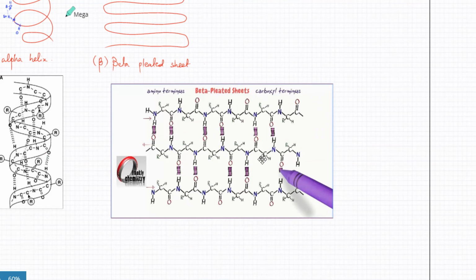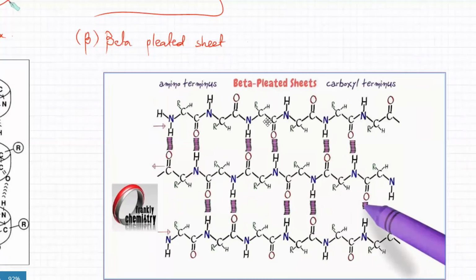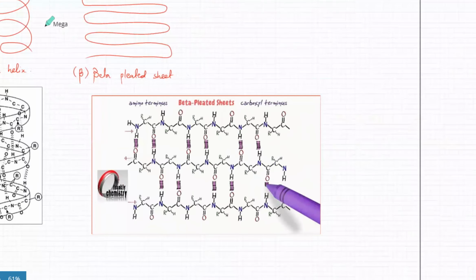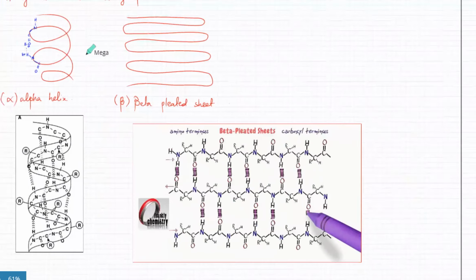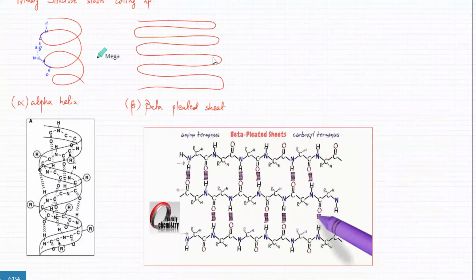They're lying flat. The NH over here is forming hydrogen bonds with the C double bond O at the top. The H over here is attracted to the lone pairs of oxygen over here. The oxygen over here, lone pairs attracted to the H. Oxygen over here, lone pairs attracted to the H. So there's hydrogen bonding going on between the chains. So this one is a lot more like a sheet. That's why you call it a sheet.